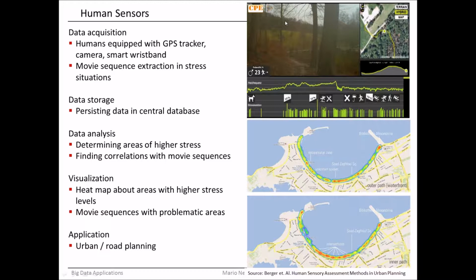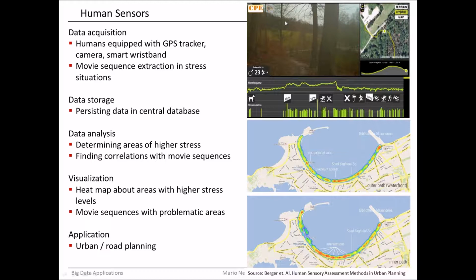Quite an interesting big data application is the application of human sensors to acquire data and then to evaluate this data for road planning. It's not a very common application, it's quite a research application. And let's have a look at this application because it's interesting regarding the data and the analysis. First, what data are acquired?